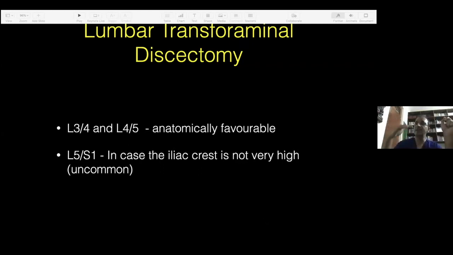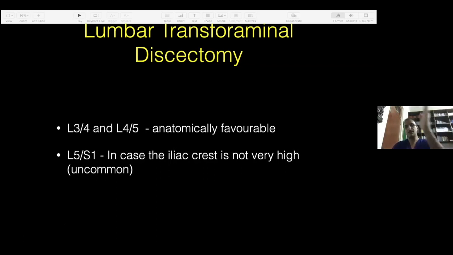At L5S1, because of the iliac crest, which is usually very high, I do not go in for a transforaminal surgery. I rather approach it through an interlaminar approach. Also, the interlaminar window is really big at L5S1, so I take advantage of that and use the interlaminar approach there.